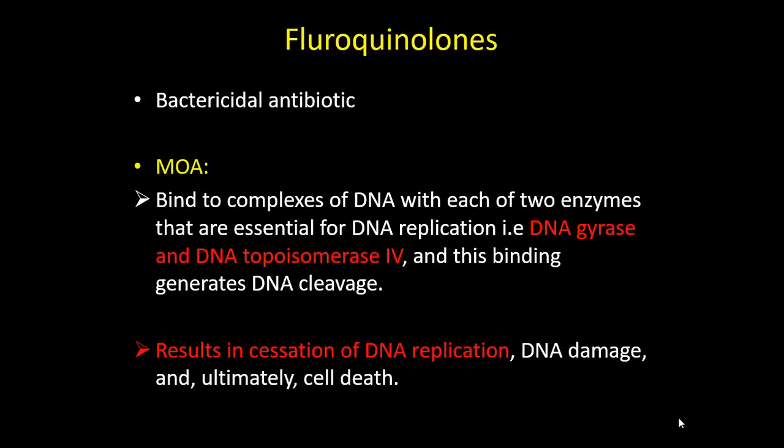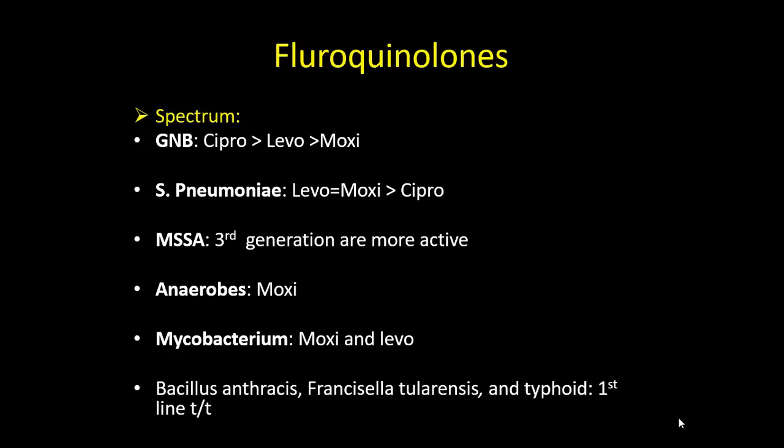Bactericidal in nature. The mechanism of action, as we already know, is that it forms complexes with DNA and two enzymes, DNA gyrase and DNA topoisomerase IV, resulting in cessation of replication that leads to bacterial killing. Majority coverage is gram-negative. Gram-negative is extensively covered by Cipro, followed by levofloxacin and moxifloxacin. For streptococcal pneumonia, our drug of choice in the majority of cases is levofloxacin for community-acquired pneumonia, and it is as effective as moxifloxacin. Most of the drugs cover MSSA, and for MRSA, newer drugs are available.